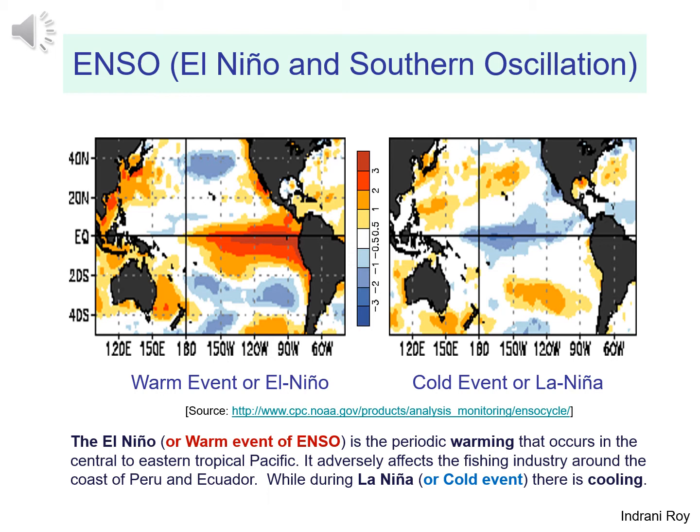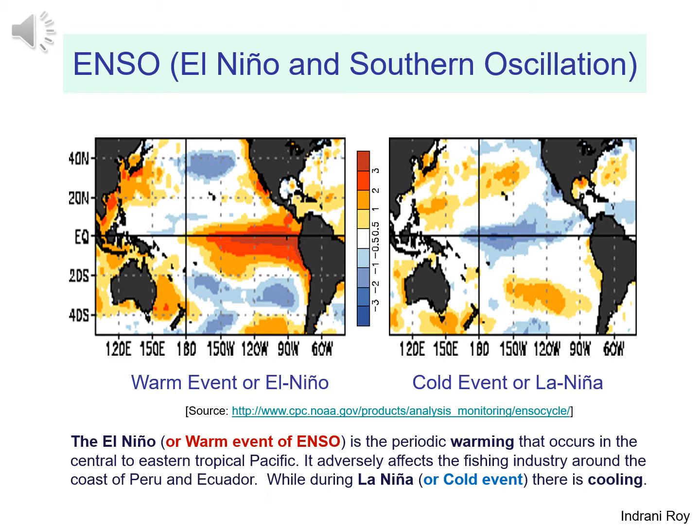Here we can discuss what we mean by El Nino. At the bottom I have written here: the El Nino, or warm event of ENSO, is the periodic warming that occurs in the central to eastern tropical Pacific. It adversely affects the fishing industry around the coast of Peru and Ecuador, while during La Nina, or cold event, there is cooling. Now, anyone who knows Spanish can tell the meaning of El Nino.